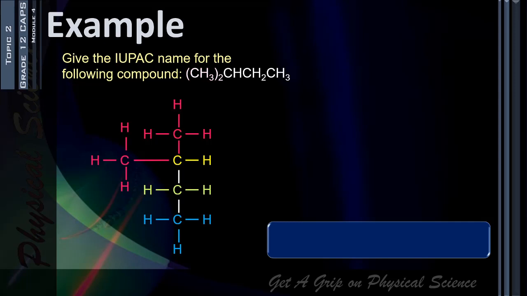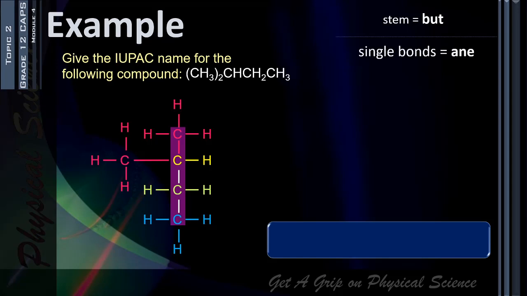And this molecule is easy to name. The longest carbon chain, 4 carbons, so the stem name is bute. There are only single bonds, so it's an alkane. And if we number from top to bottom, the alkyl group will be on carbon number 2. If we number from bottom to top, it will be on carbon number 3. So we will number from top to bottom to have this substituent or alkyl group on carbon number 2.